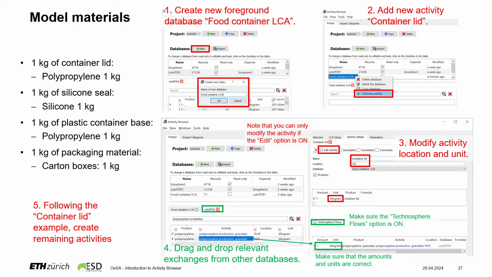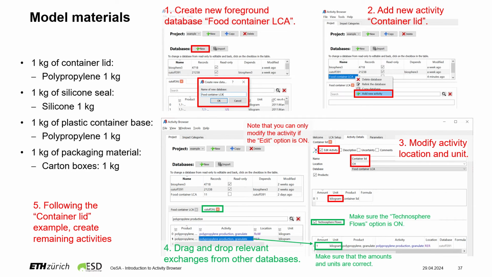At step 2, you need to add a new activity, which is, for example, a container lid. And you need to add all of the exchanges that pertain to this activity. So a container lid would have an exchange of polypropylene. You would need to find it in Ecoinvent, see which one is fitting, read the description, or read about the dataset in EcoQuery, and decide which one fits you.